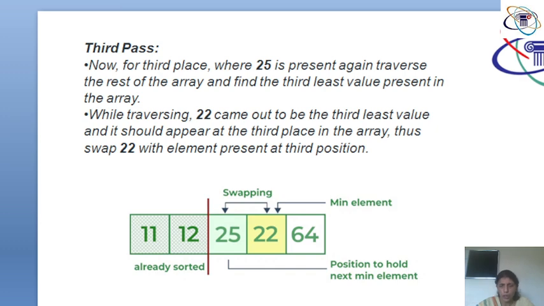After each pass, one element will get to the right place, and the size of the sorted list will increase one by one, and the size of the unsorted list will decrease one by one.